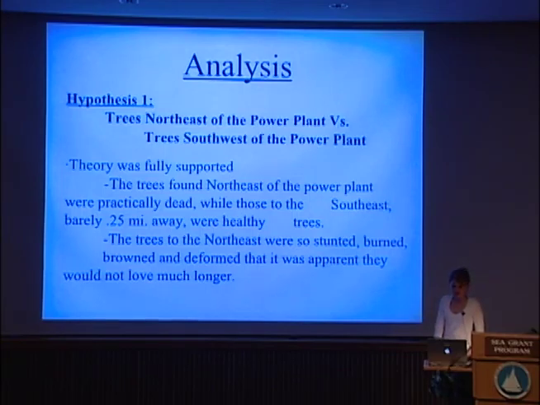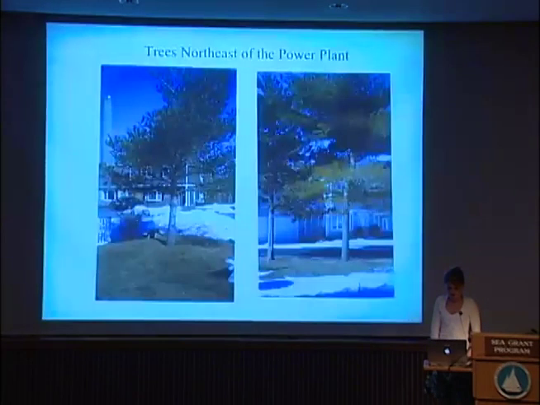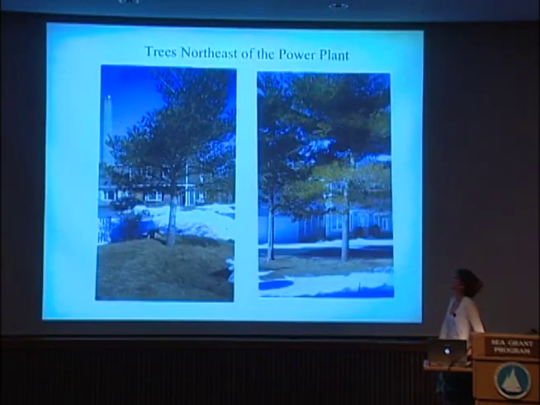So first of all, analysis. The first hypothesis, about the trees northeast of the power plant versus southwest, was fully supported, because the trees found northeast of the power plant were basically dead. They weren't functioning anymore. Here are some examples. The residential area southwest had 0.9 millimeters of tip necrosis and 9% chlorotic mottle, while northeast of the power plant there was an average needle length of 72 millimeters and 46 millimeters of tip necrosis, and you can see the high amounts of damage northeast.